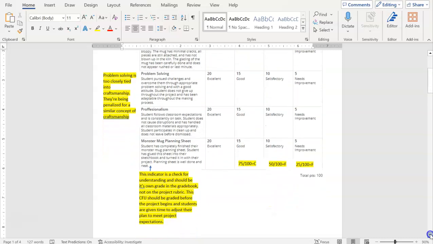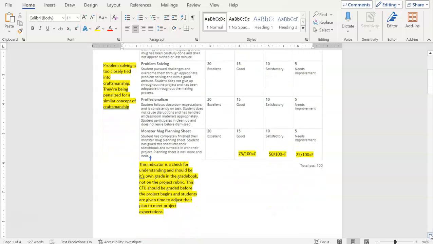Then the bottom part of this rubric is referring to their rough draft drawing. So they're getting graded on their planning sheet in this whole project that's a final project for the unit. And that indicator is a check for understanding that should be its own grade in the grade book, not on a final project rubric. A check for understanding is when students have completed guided practice and independent practice, and now they're demonstrating you that they're ready for the final project. So that grade should not be embedded in this project. That should be a standalone grade that should be its own thing.